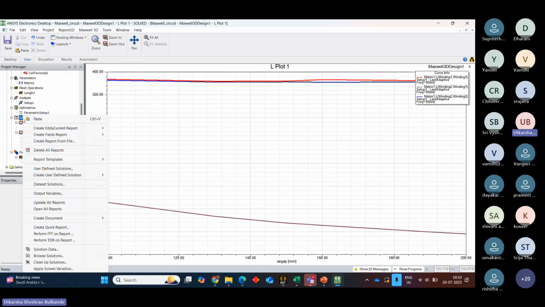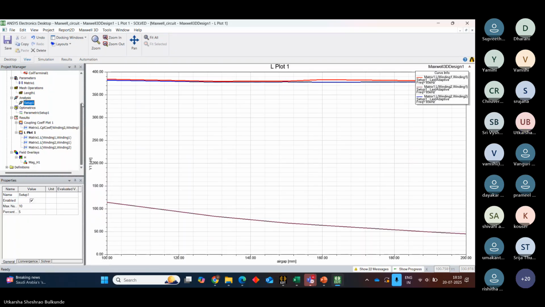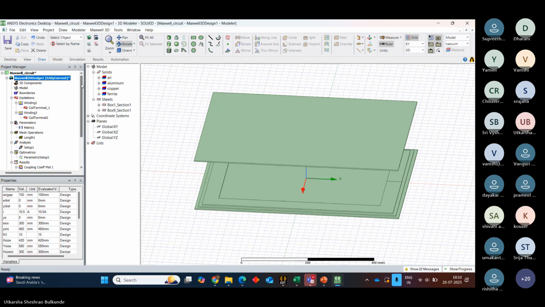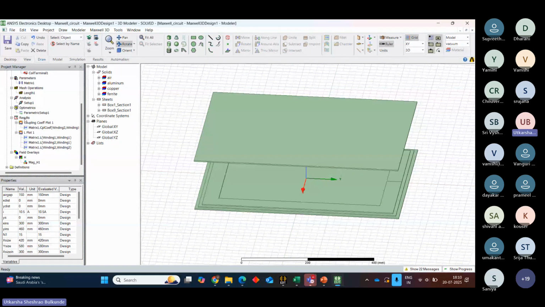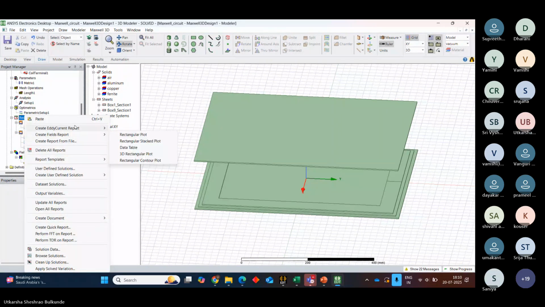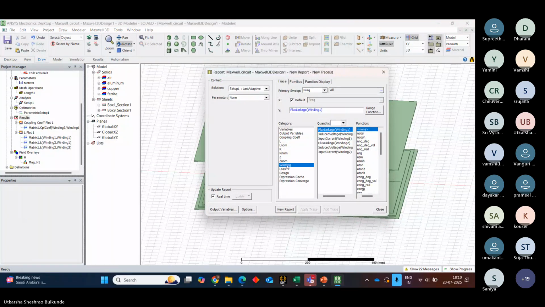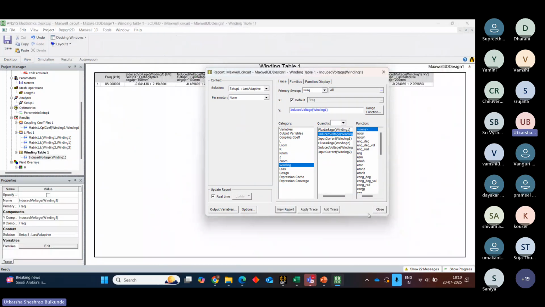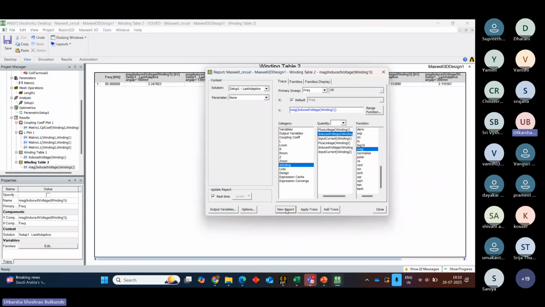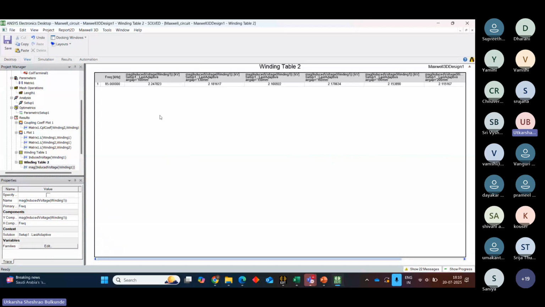So from here, you can also analyze your induced voltage in the winding. Sorry, we will take magnitude here, right? Or else this will come. So select from function, select magnitude option, new report. Okay. So can you see you are getting certain 2 kV kind of voltage across the coil.